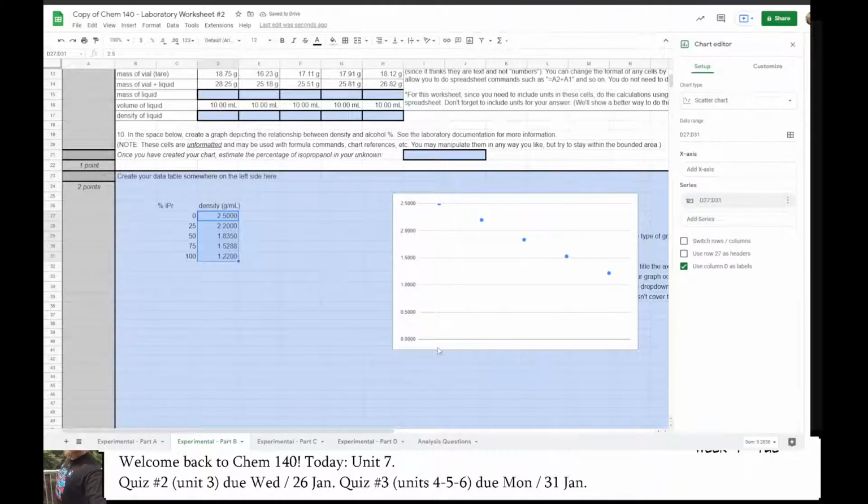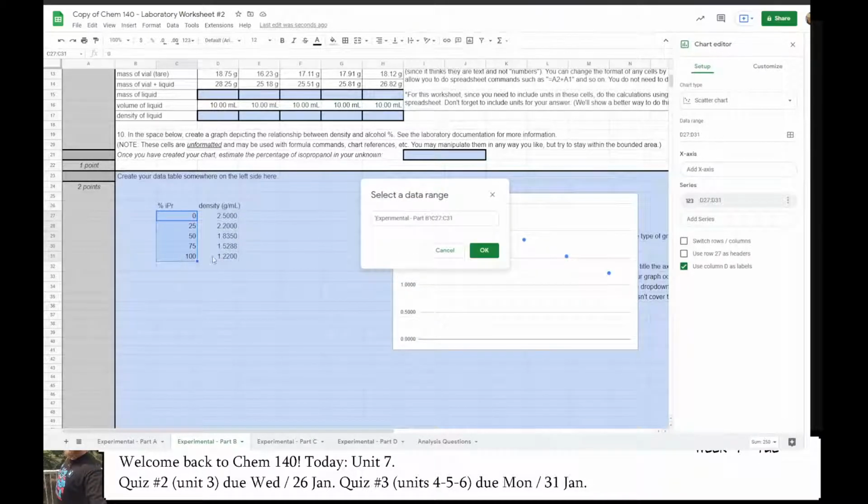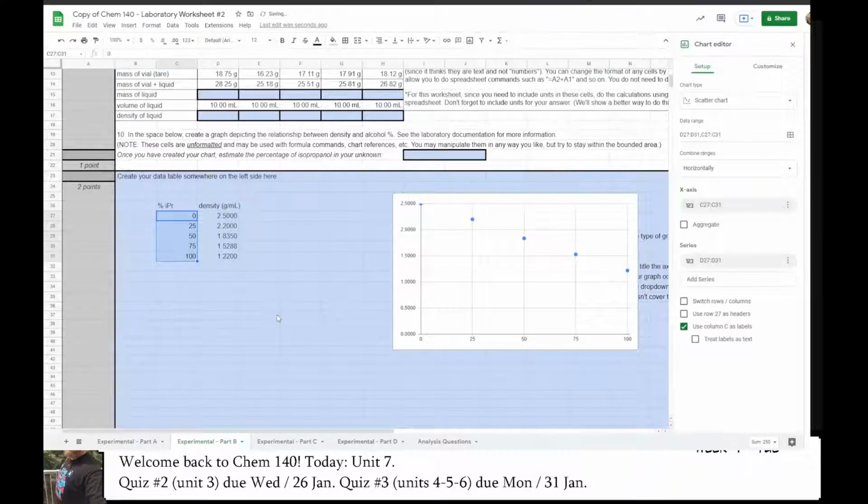And then what it's going to do is plot it arbitrarily along the x-axis, how it thinks it's going to go. But we don't have an x-axis. We can add one by clicking Add X-axis, and we're going to select the data to be this stuff. And there you go. Now we've made a graph. Ta-da! See, that wasn't hard at all.